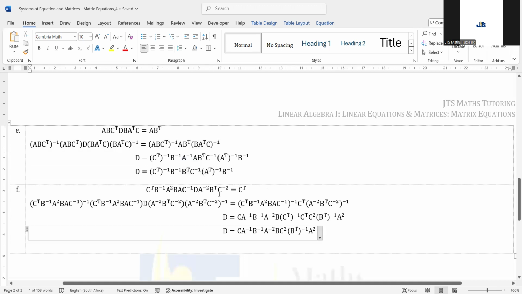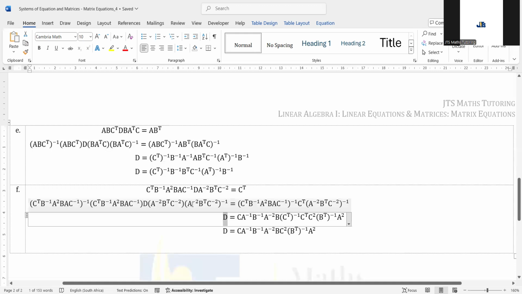The same applies to my E here. Check it out. I want to isolate this D. So I'm going to multiply this entire expression here with its inverse and also multiply this entire expression here with its inverse, which you see is exactly what I'm doing right here. By so doing, it's going to isolate my D, which is exactly what I have right here.